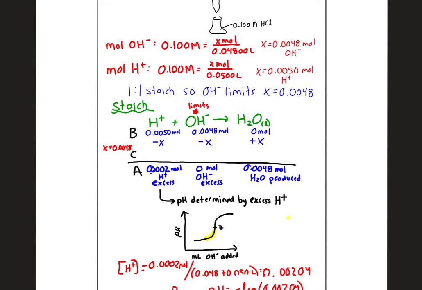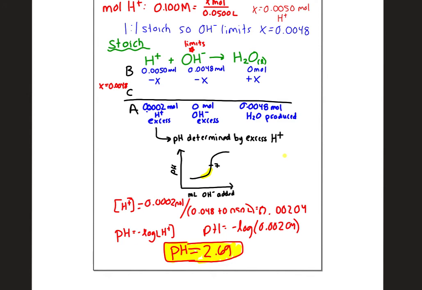My hydroxide is going to limit because I have less of that, so X must be 0.0048. And so then I can do B plus C, so 0.005 minus 0.0048 gives me 0.0002. And then we do the same thing for the other guys. So in this case, because I have excess H+, the pH is determined by that amount of H+. So we're still in that same region we were last problem.